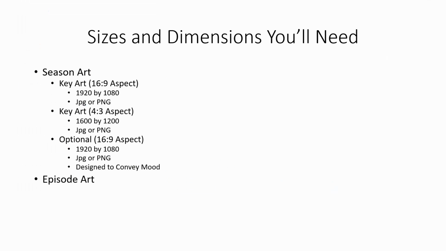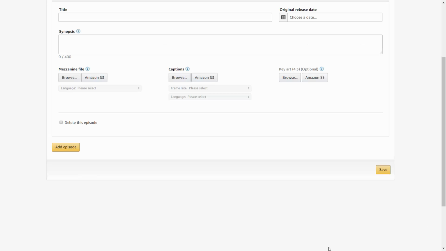Now, you can also include artwork for individual episodes. That episode will require a key art aspect ratio of 4:3. It'll need to be 1600 by 1200, and it'll be JPEG or PNG. And you'll see that request when you are uploading your individual episode video.